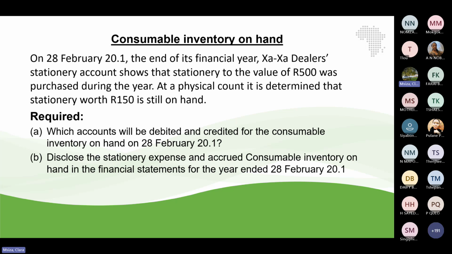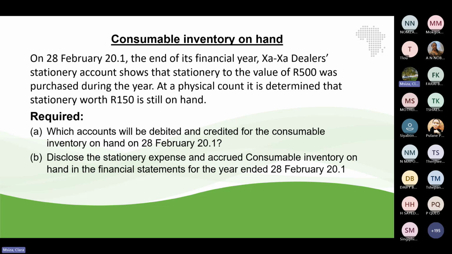Therefore, which account will be debited and credited for the consumable inventory on hand? Remember here, we have already done this for the year. We have bought the stationery, it is already in your business, sitting in your storeroom, and we need to account for it. Because if you say you have used everything, then you are overstating some of this expense. You didn't use everything that is valued at 500, meaning that you need to adjust your account.